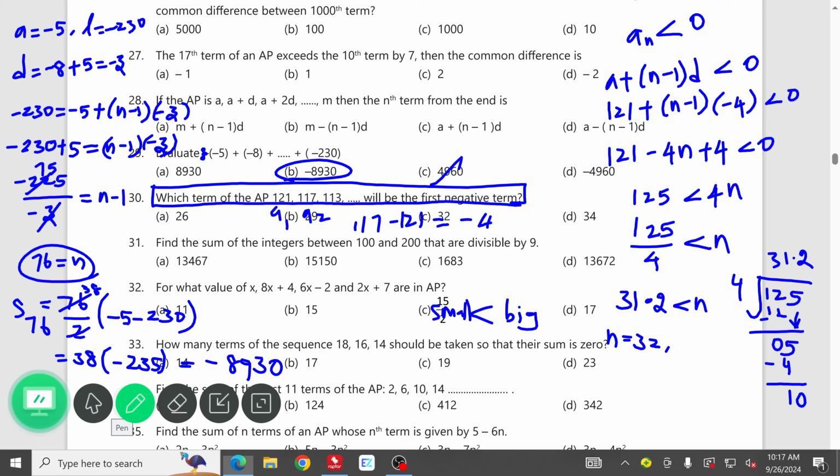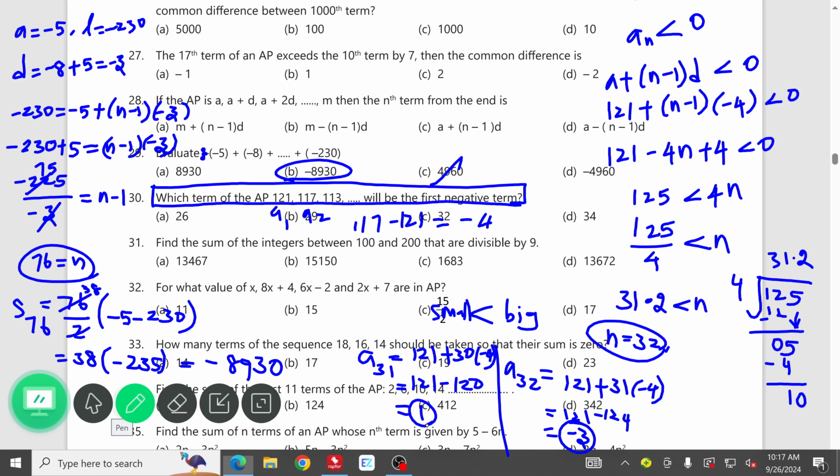Plus 1, then minus. That is what they asked. The AP is a decreasing AP. When the terms are decreasing, at one stage it will reach a negative number, right? Then what is the first negative they are asking? Minus 3 is the first negative, and we are getting it in the 32nd term. They didn't ask what the first negative number is. They asked which term will be the first negative term. The 32nd term will be the first negative term. Do you understand the question? Now, what do you think? Is it okay?